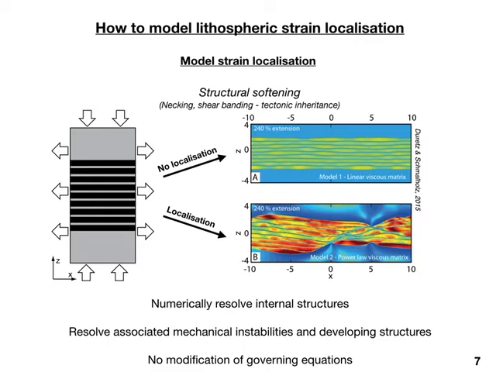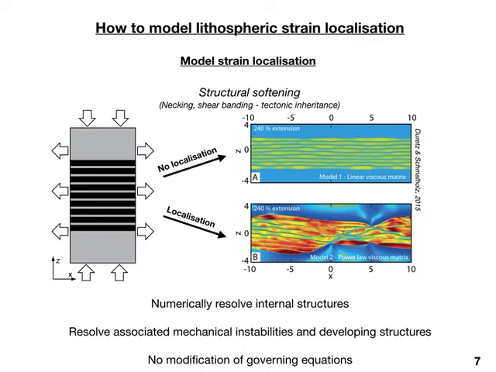This is the example of structural softening, which is in this particular case related to the necking of internal layers. So if we want to model this, we need to numerically resolve these internal layers initially, and also to resolve the mechanical instabilities which are related to the deformation of these layers. This is the necking here. This approach does not require any modification of the governing equations.